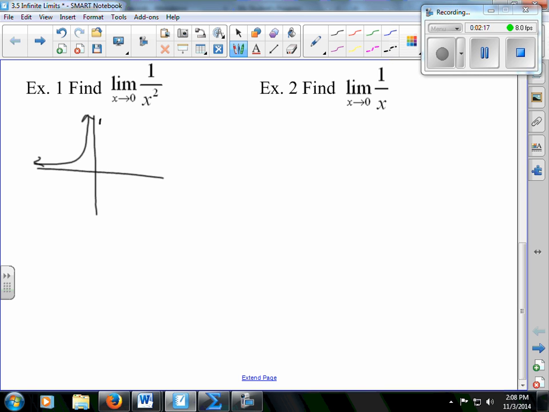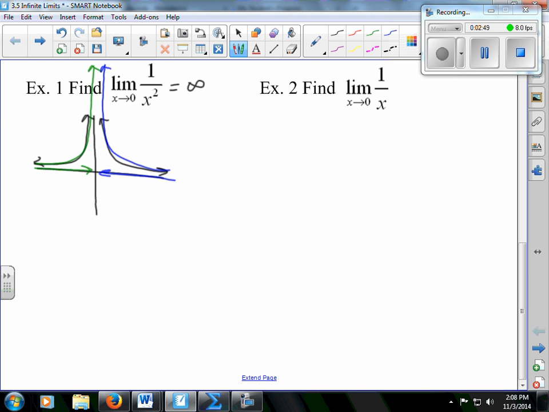It looks like a hyperbola, but there are only positive pieces. And so I can see that when my x values get closer to 0 from the left, my f of x values just go infinitely higher. And the same thing happens from the right. My y values go higher and higher and higher as the x values get closer and closer to 0. And so this answer would be infinity.